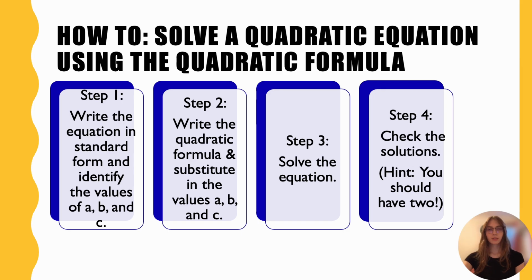Next, let's go over how to solve a quadratic equation using the quadratic formula. Step 1 is to write the equation in standard form and identify the values of a, b, and c. Once you know your values for a, b, and c, you can substitute them into the quadratic formula and solve the equation from there. Again, you can always check your solutions by plugging them back into your original equation, and you should always have 2 solutions for a quadratic equation.